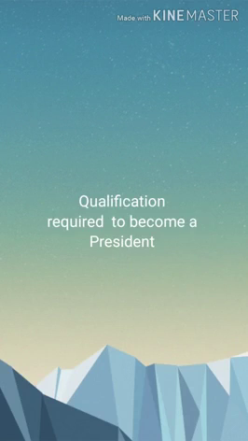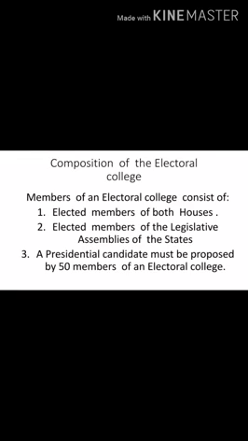Moving on to the next topic, what qualifications are needed in order to be elected as President? A person must be a citizen of India first. He has completed the age of 35 years. He is qualified for election as a member of the Lok Sabha. A person shall not be eligible for election if he holds any office of profit under the government of India or any state government.